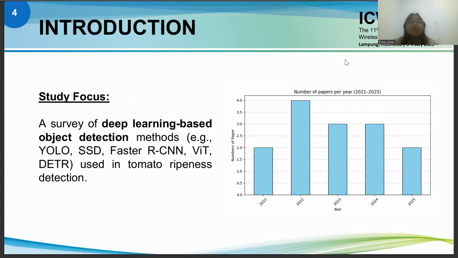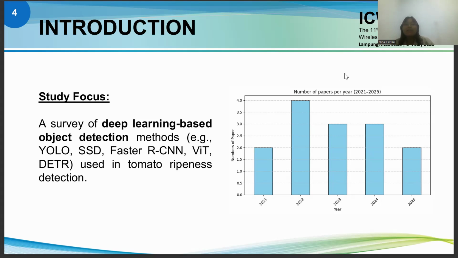The models we surveyed include CNN-based detectors and transformer detectors. For CNN-based detectors, we study such as YOLO, SSD, and Faster RCNN. For the transformer-based approaches, we study the Vision Transformer or ViT and DETR. These models are commonly used due to their ability to localize and classify tomato ripeness levels directly from images.